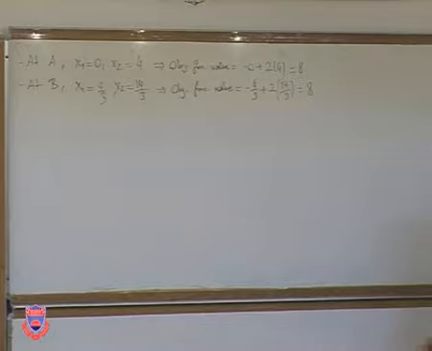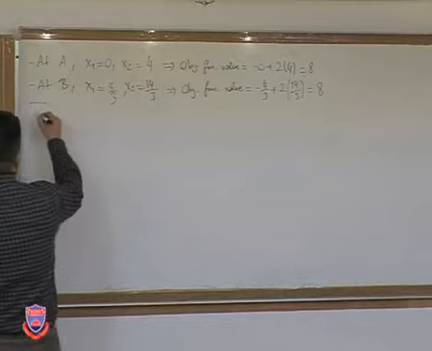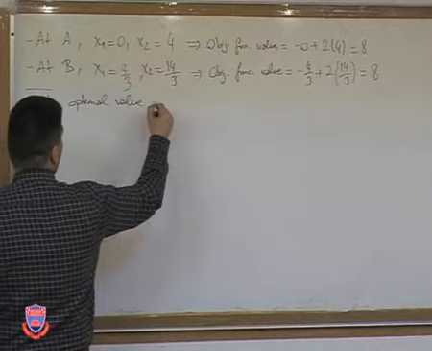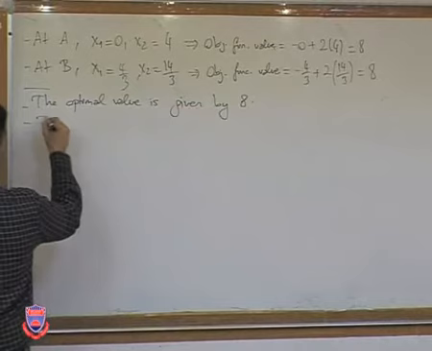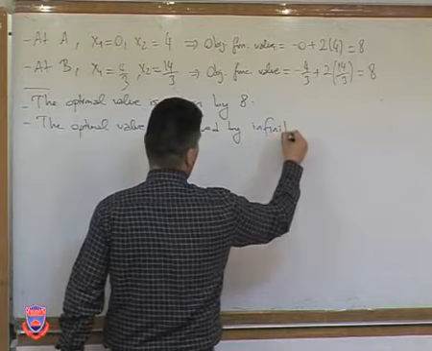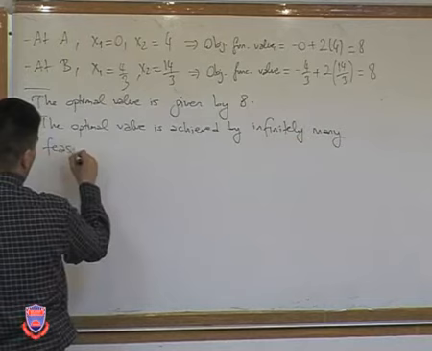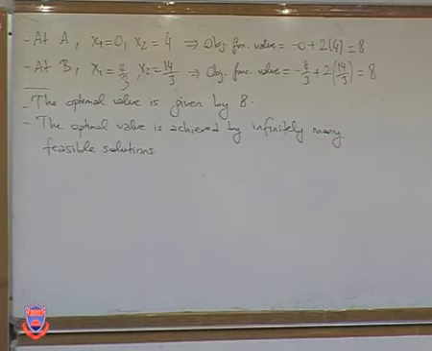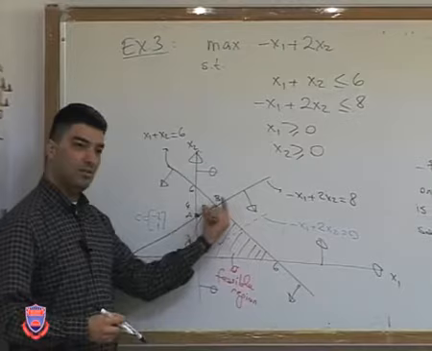So as a result, in this case, there's more than one optimal solution. So the optimal value is given by 8. And the optimal value is achieved by infinitely many feasible solutions. So does everyone see why there are infinitely many optimal solutions in this problem? As I said, A is optimal, B is also optimal, but anything in between is also optimal. Okay?